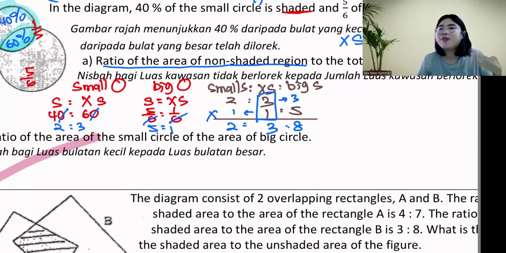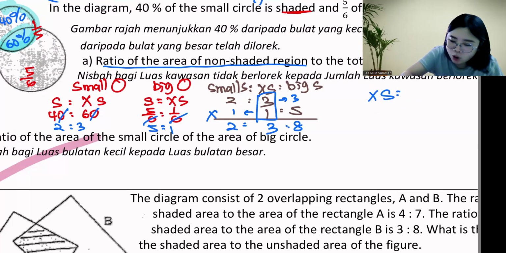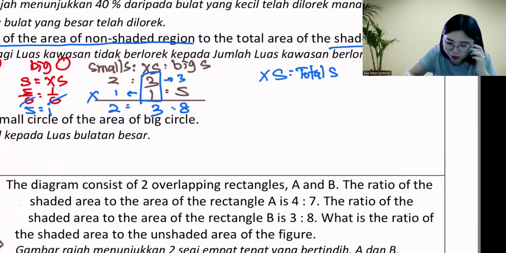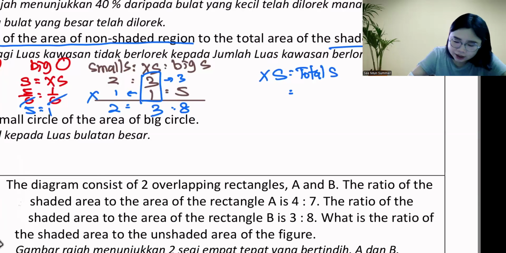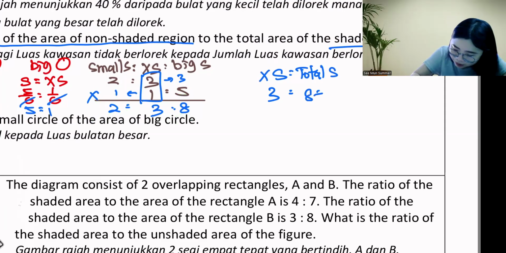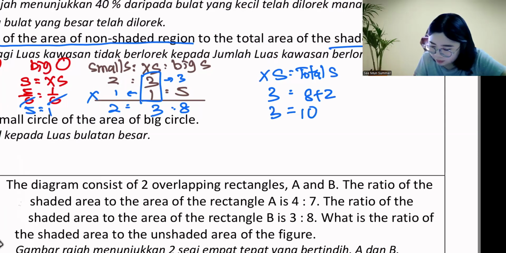But this is still not the final ratio they want, right? Because the final ratio they want is non-shaded versus the total shaded part. The not shaded one is definitely 3, so I write 3. And then the total shaded part is how much? We have the small shaded one and the big shaded one. Since it's a ratio, I straight away add 15 plus 2. So it will become 3 to 17. So far okay? Still survive, you all?